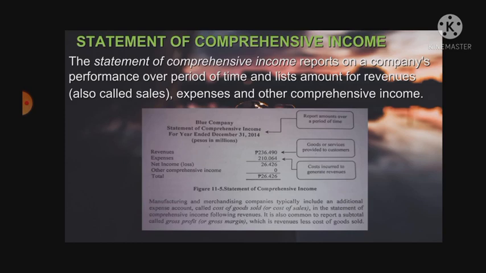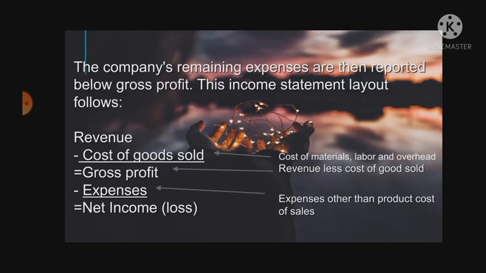Manufacturing and merchandising companies typically include an additional expense account called cost of goods sold or cost of sales. The statement of comprehensive income follows revenues. It is also common to report a subtotal called gross profit or gross margin, which is revenues less cost of goods sold. The company's remaining expenses are then reported below gross profit. This income statement layout is as follows.